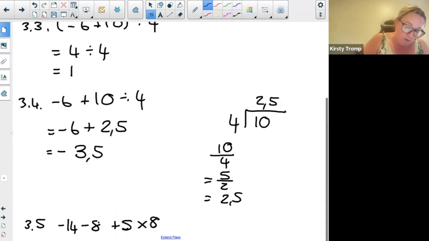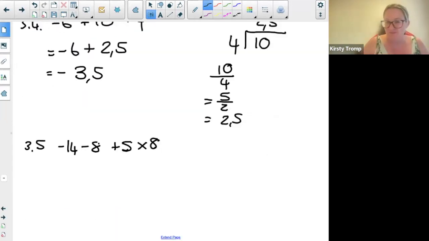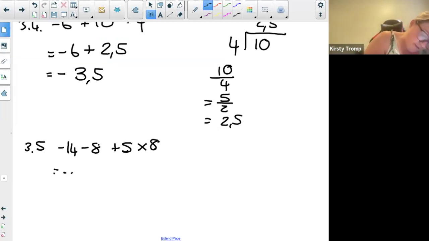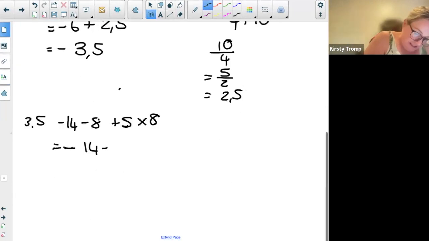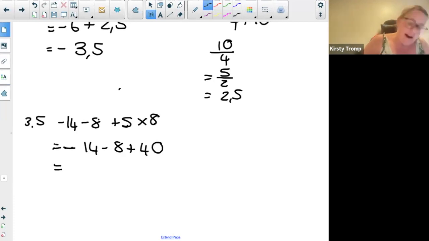Okay, tell me, what did you do first? Because of BODMAS, I multiplied 5 and 8. Good. So I've got negative 14 minus 8 plus, 5 and 8 gives you 40. Well done. Then what do you do? I minused negative 14 with 8, which gave me negative 6. Okay, let's check.